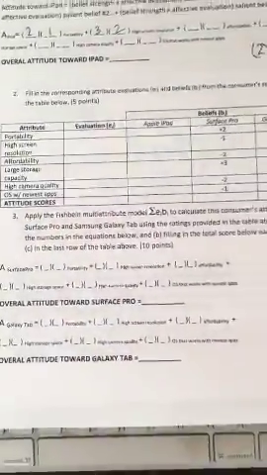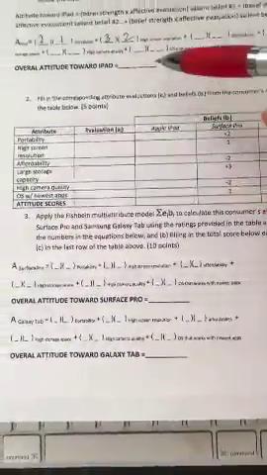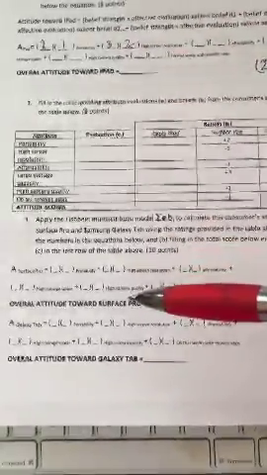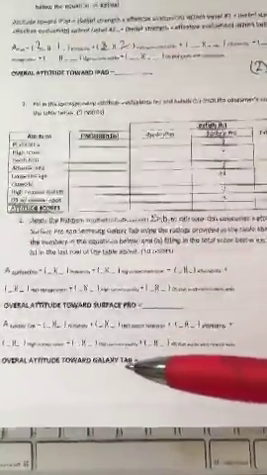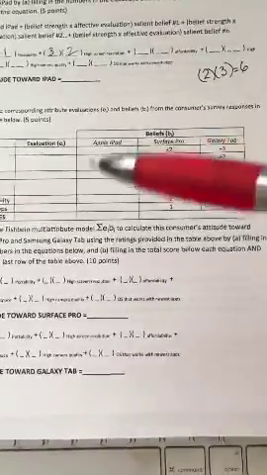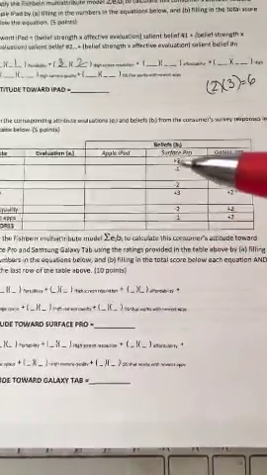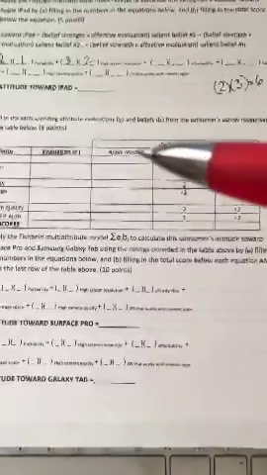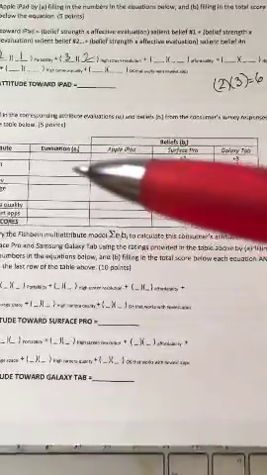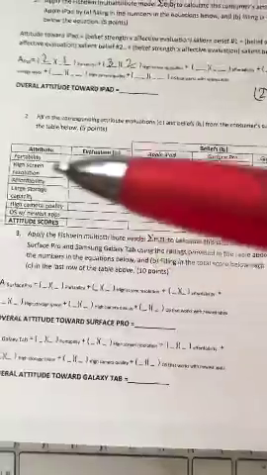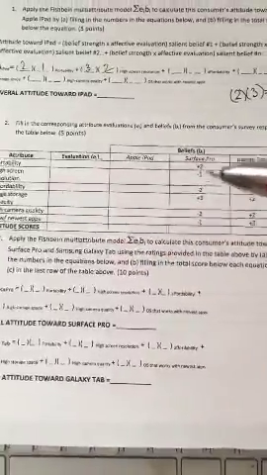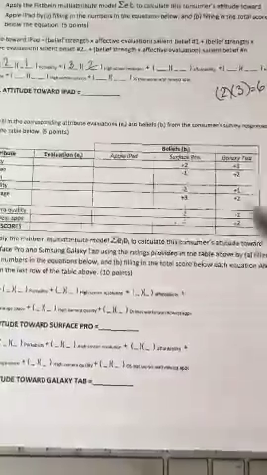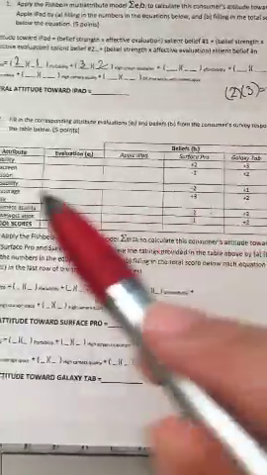And then again, we're doing exactly the same thing that we did up here for the iPad attitude, but now you're calculating the Surface Pro attitude and the Galaxy Tab attitude, because this table also provides you with people's beliefs about these things. Now, why doesn't it provide you with new evaluation scores? Because the evaluation towards the attribute does not change. The only thing that's new is what people believe as far as these two brands possessing these attributes.